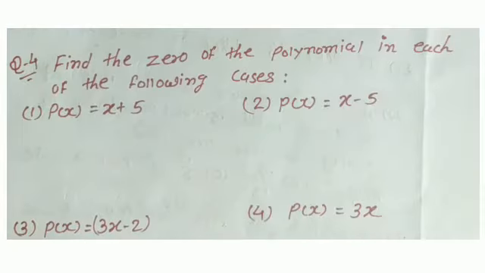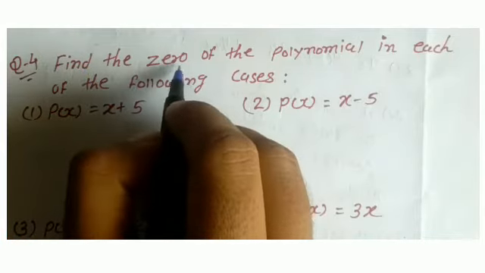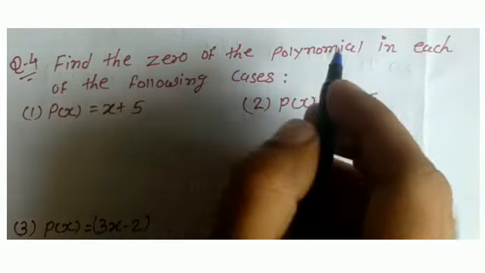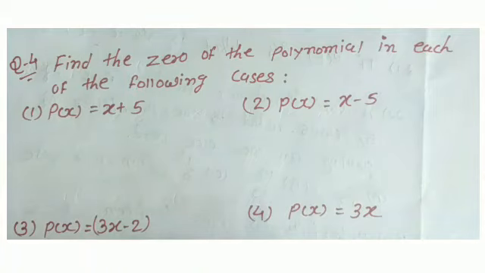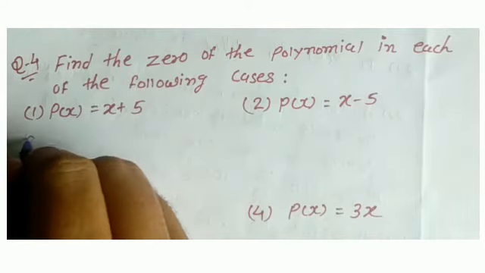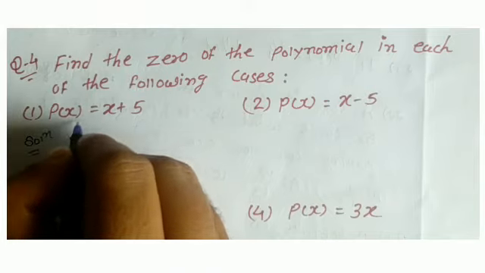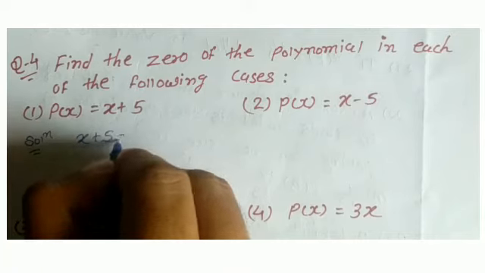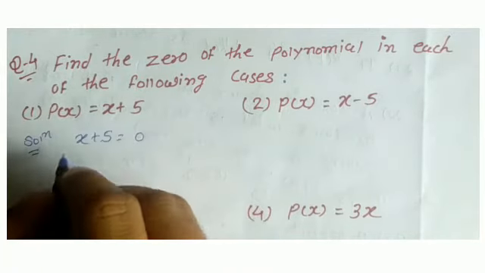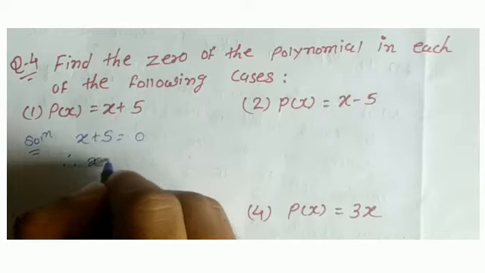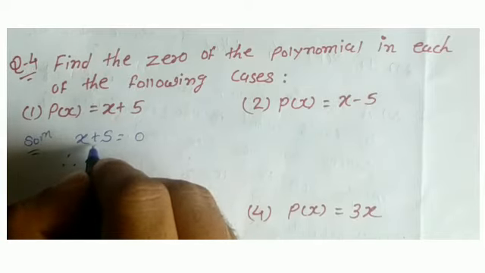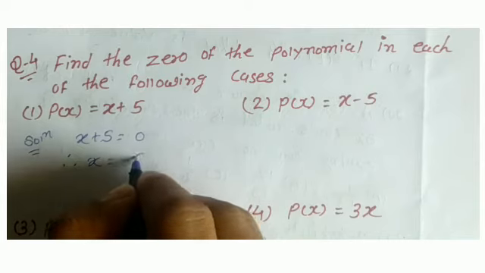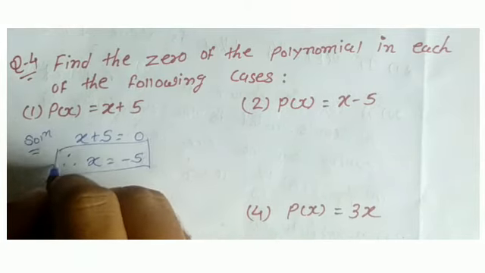Now question number 4. Find the zero of the polynomial in each of the following cases. In this question we need to find out the zeros of the polynomial. So first one, P of x is equal to x plus 5. So we can write x plus 5 is equal to 0. So the value of x is equal to 5, which is here plus, so you can write minus 5. So this is your zero.